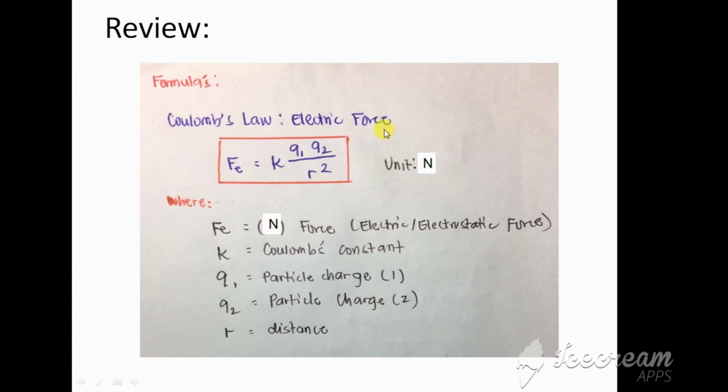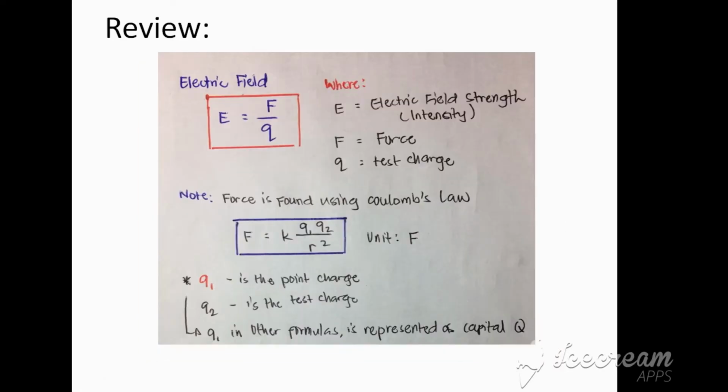The electric force or the electrostatic force. The formula is this one. F, which is force or the electrostatic force. K is the Coulomb's constant. Q1, particle charge 1. Q2, particle charge 2. And R is the distance.